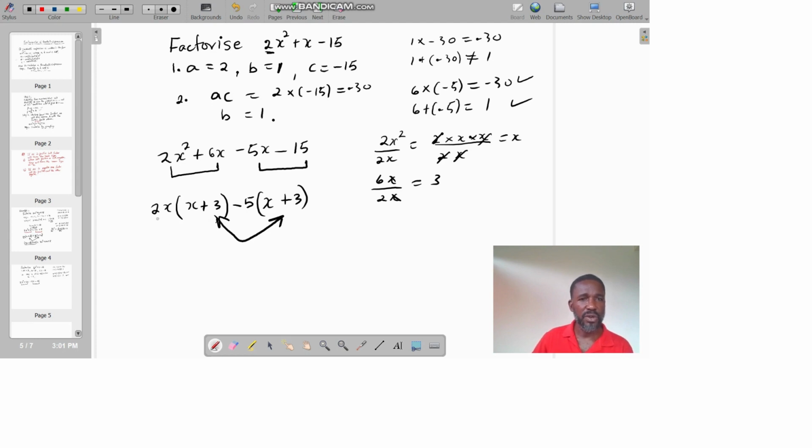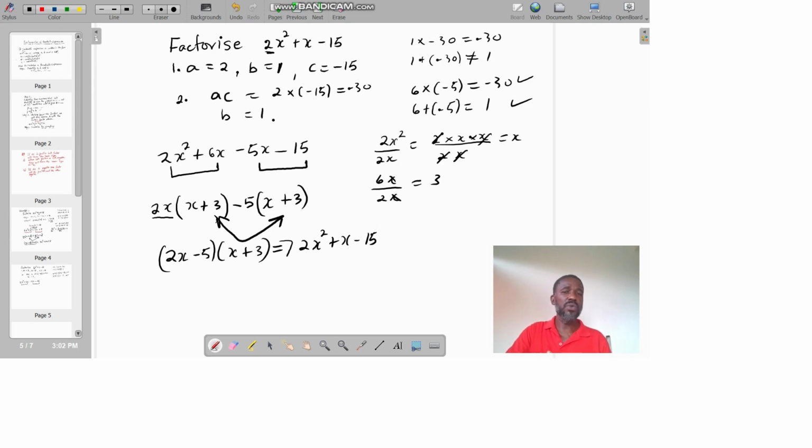So hence we are going to take this 2x, which is multiplied by x plus 3, and negative 5, which is also multiplied by x plus 3, and then we are going to group them. And so we say 2x minus 5 in a bracket, and then we have x plus 3. So therefore 2x minus 5 is multiplied by x plus 3. And hence here what we have done is that we have factorized 2x squared plus x minus 15.